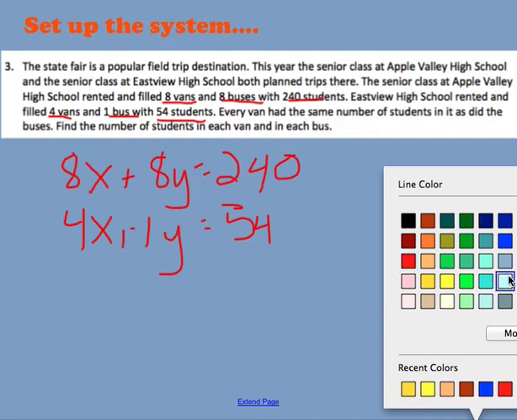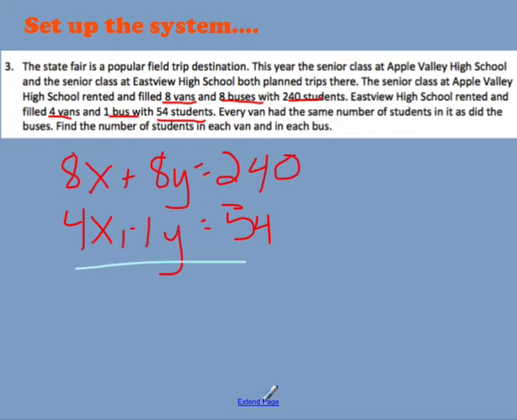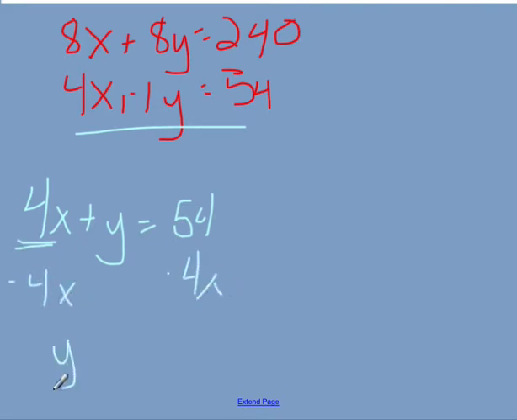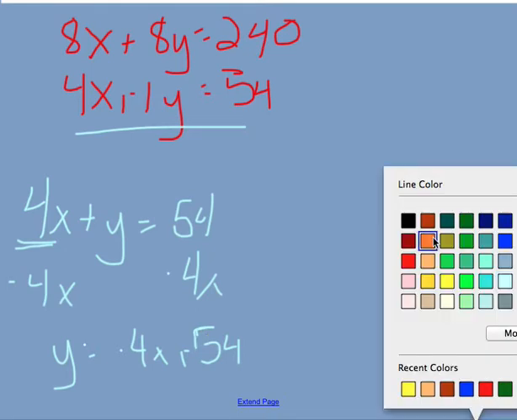So what I'm going to do first is take this equation right here, and solve it for y. So I have 4x plus y is equal to 54. So to solve that for y, I need to take this and bring it over to the other side. Well, since it's a positive 4x, I need to subtract 4x from both sides. So then I get y is equal to negative 4x plus 54. So y is equal to that. Negative 4x plus 54 and y are the same thing.